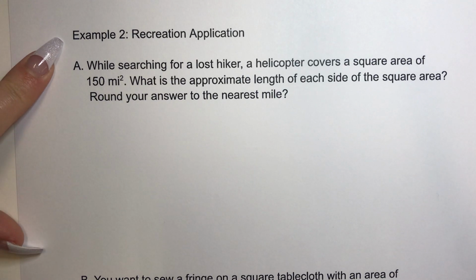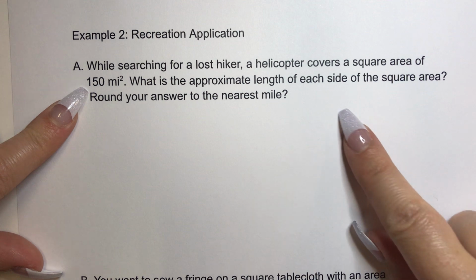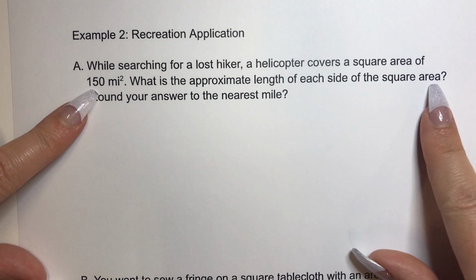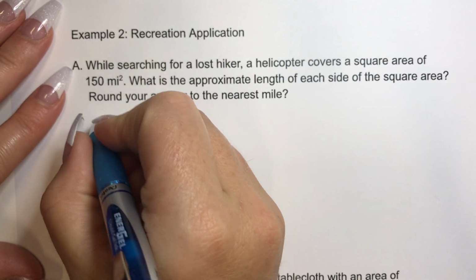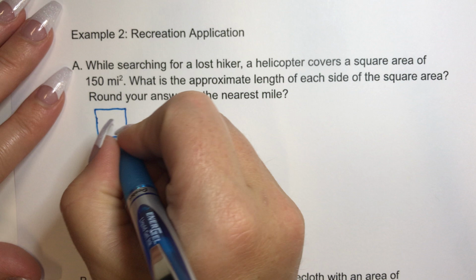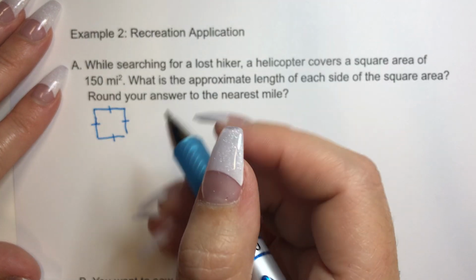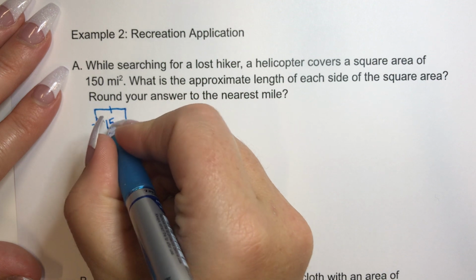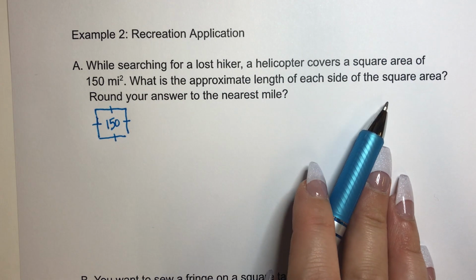All right, so for example 2, it's a recreation application. It says, while searching for a lost hiker, a helicopter covers a square area of 150 miles squared. So we have a square area, right? A square means that all the sides are the same length. This little hash mark means that all the sides are the same length. And the area is 150 square miles. What is the approximate length of each side of the square?